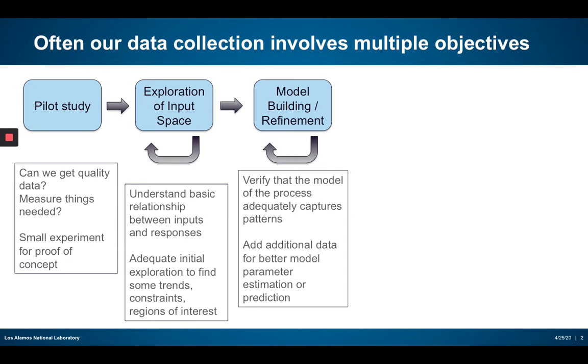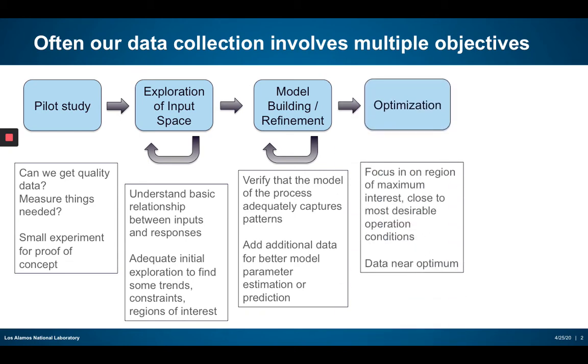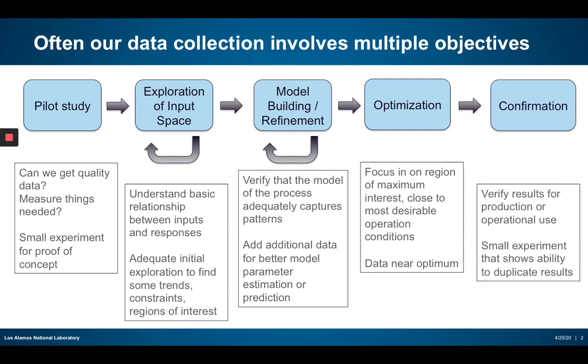Once we have confidence in that model, then we might use that model for optimization. So here we might have a focus region that is maximally interesting to us, and we want to put more design runs close to that because we want to understand that region as well as possible. And then lastly, once we know where our target destination is for running the process, we might run a confirmation experiment. And that's again a typically very small experiment where we're just trying to duplicate results that we've seen from our model.